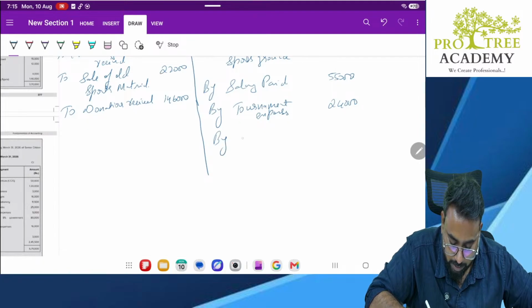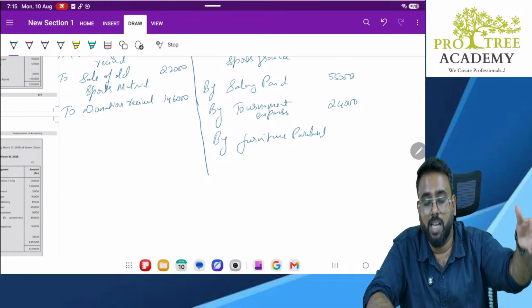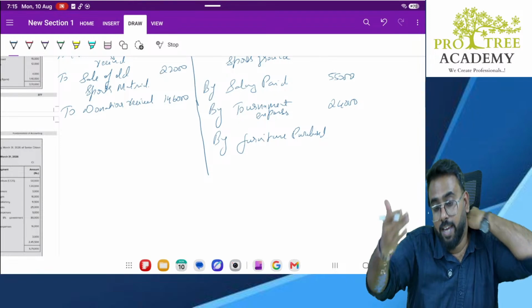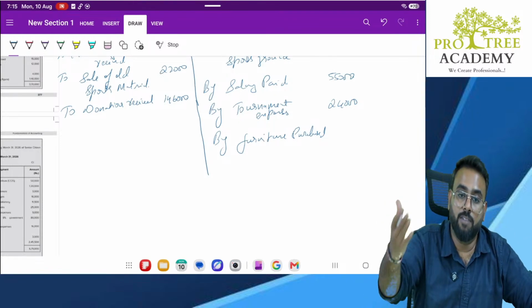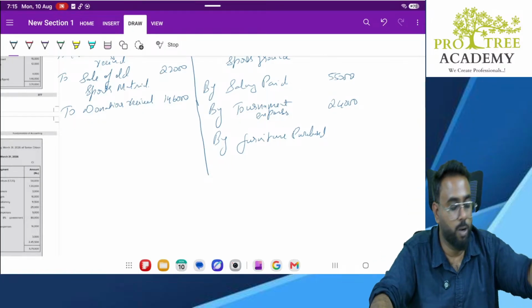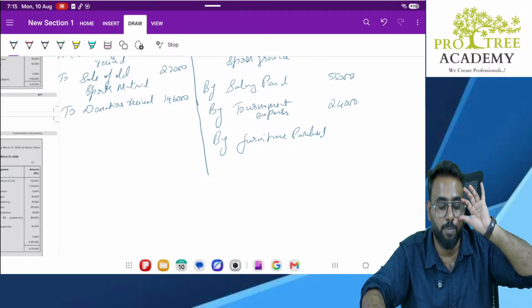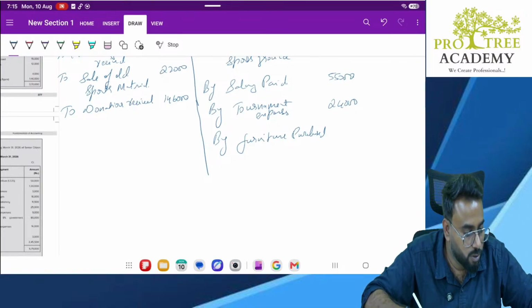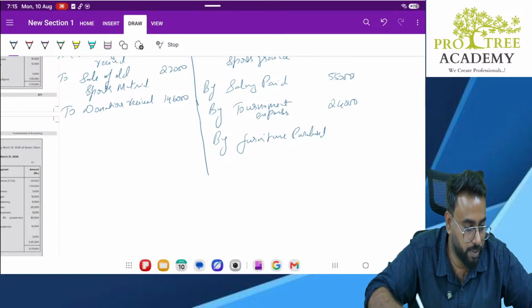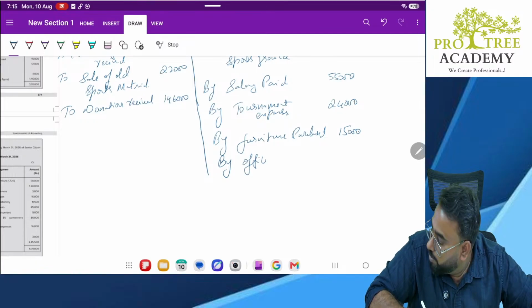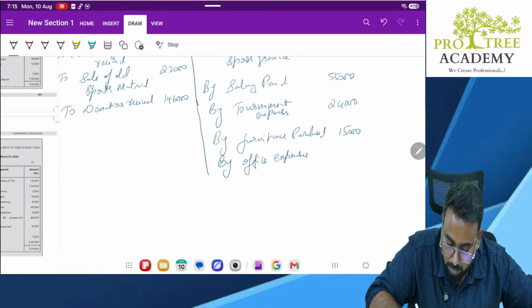By furniture purchased. Furniture purchase or furniture sale will not come in income and expenditure. Rather, profit or gain or loss on sale of furniture will come in income and expenditure account. But in receipts and payment, whether you purchase or sell, the total amount will come. Why? Because receipts and payment captures actual cash movement. Correct or no? Actual cash received, actual cash paid. So furniture purchase, how much? 15,000. By office expenses, how much? 12,000.